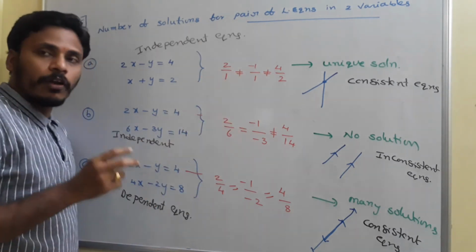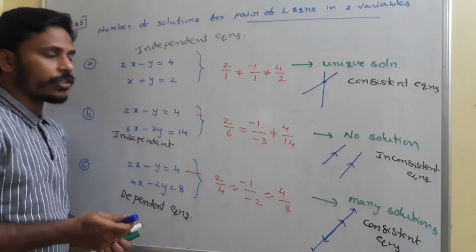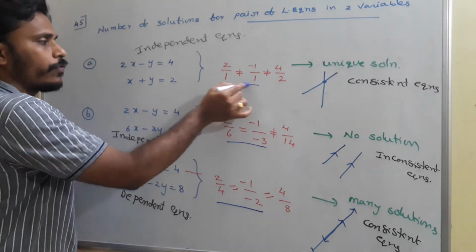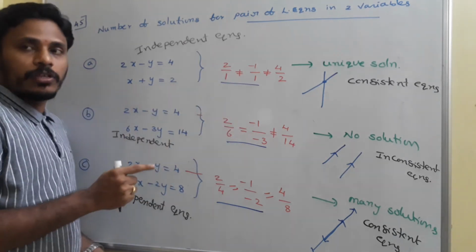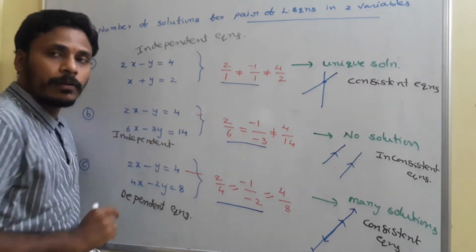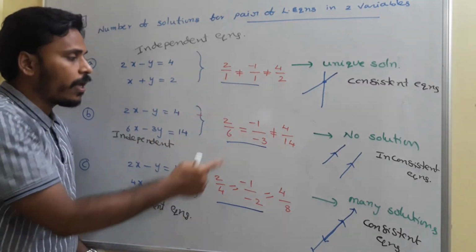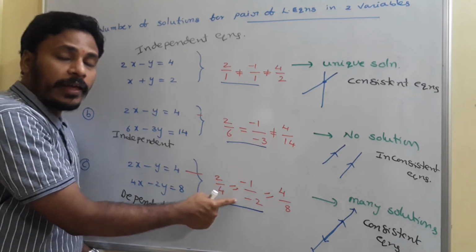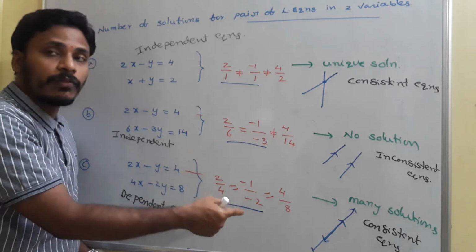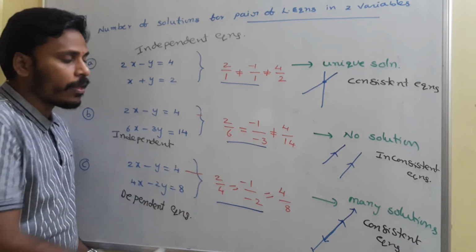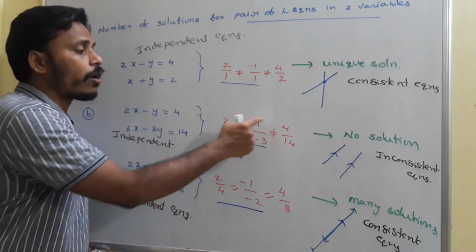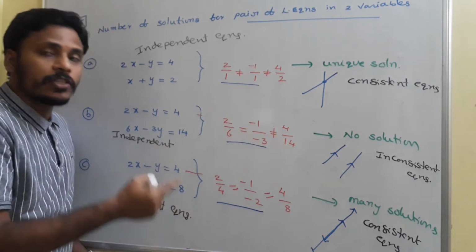First of all, we need to pay concentration on the ratio between x coefficients and y coefficients. For the unique solution case, the ratio between x coefficients and y coefficients is not equal, and for the remaining two cases the ratio is equal. Then to decide whether it is no solution or infinite solutions, we need to check it with the constant ratio, and if it is equal to the constant ratio, it gives us many solutions. If it is not equal to the constant ratio, it gives us no solution.